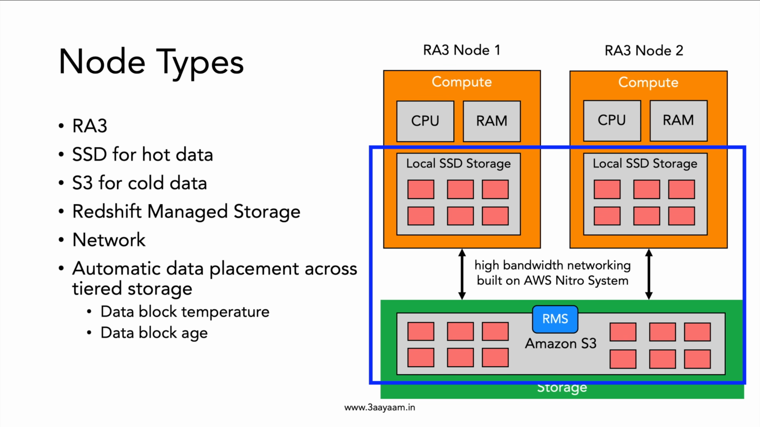It also depends on data block age, meaning when the data block was last accessed. If the data block was accessed a long time ago, then that block need not be on local SSD storage, it can be pushed to S3. And another consideration is workload patterns. Redshift takes a look at the workload patterns, and based on that, the data placement is done across the tiered storage, which includes local SSD and S3.